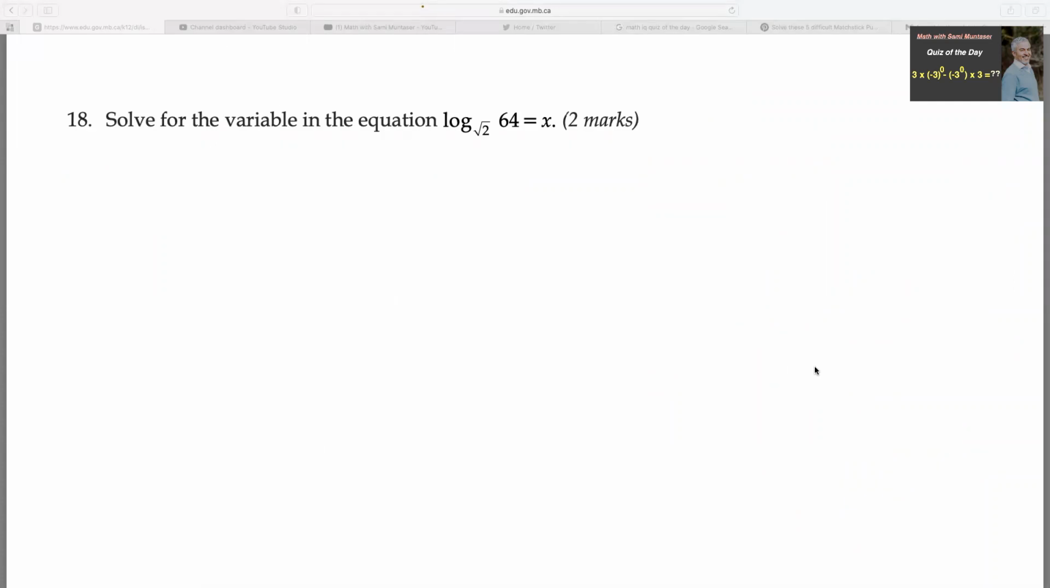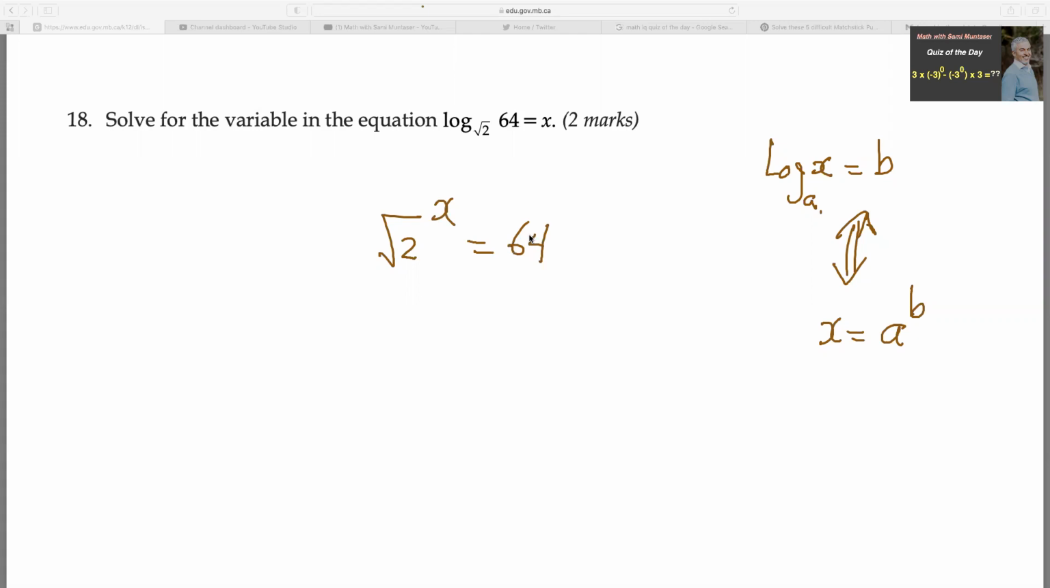So here is another question, and this question is logs. With logs, you have to know that log base A of x equals B can be changed into x equals A to the power of B. So this to the power of this equals this. That's what I'm going to do right here. I'm going to say root two to the power of x equals 64. Don't worry about what the variables are, just know that this is the format. Don't think this x should be there or anything like that. This is one of the laws that we have to remember.